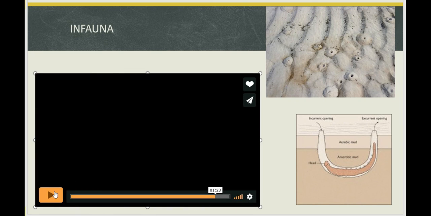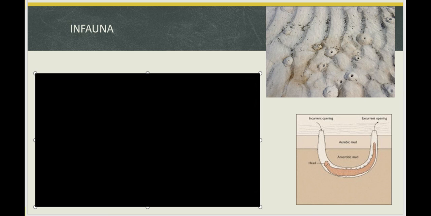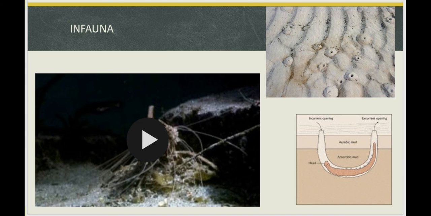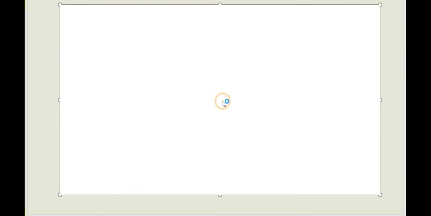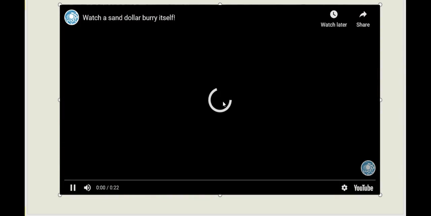All right, I'm going to just point out that that was sped up quite a bit. They don't move quite that fast, but that's one of the ways that these guys are adapted to living in the bottom. And then here's just finally one last organism that is infauna. You've probably seen these on the beaches here in St. Simons.